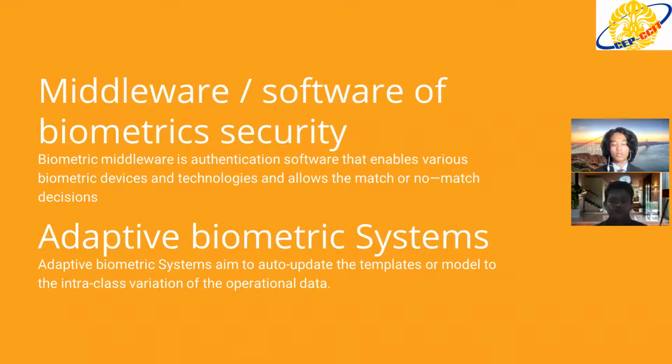The next one is the adaptive biometric system. Adaptive biometric systems aim to update the templates or model to the intraclass variation of the operational data. Recently, adaptive biometrics have received significant attention from the research community. First, with an adaptive biometric system, one no longer needs to collect a large number of biometric samples during the enrollment process.